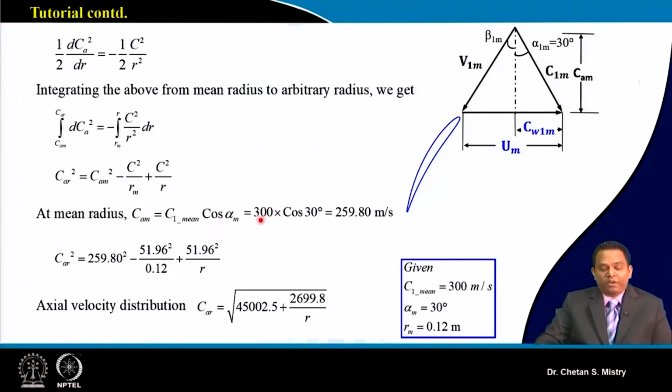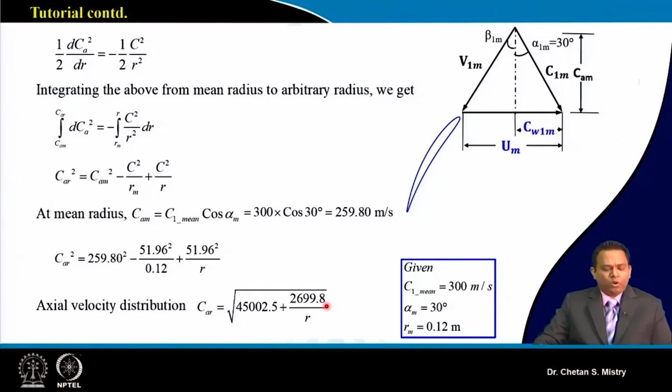So, this C1 is known to me, it is 300 meter per second, my alpha is 30 degree. It says my axial velocity at the mid station is coming to be 259.80 meter per second. Okay. Now, once this is known to us, we can write down this formula. It says my CA square, or my axial velocity at any radius, is given in the form of some radius. So, this is the formula.